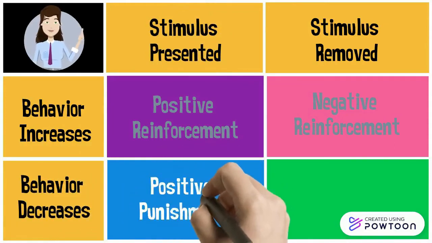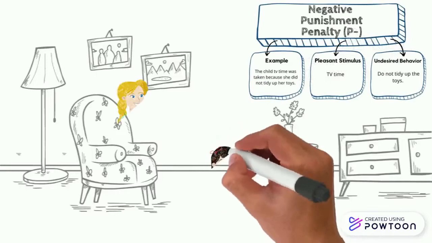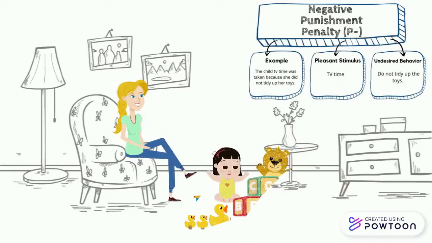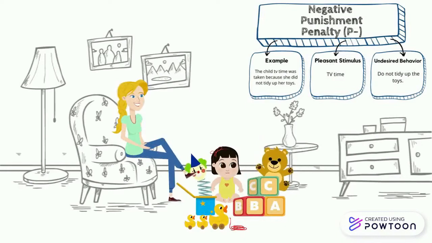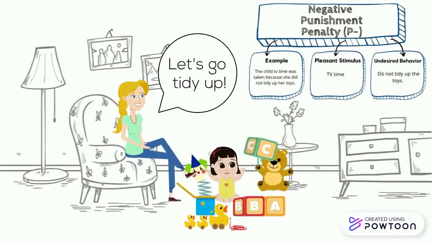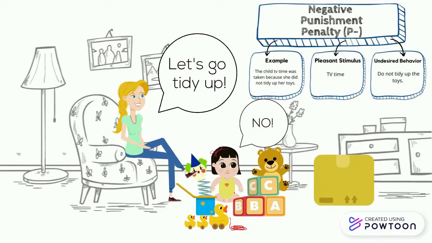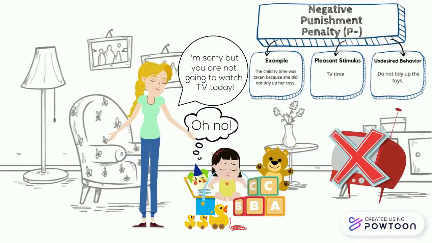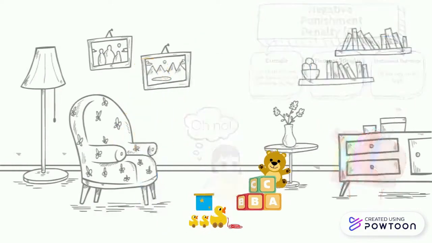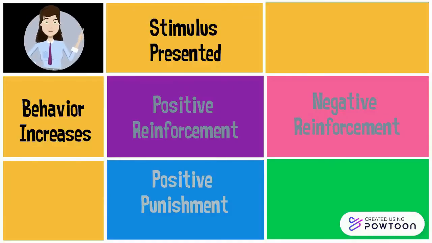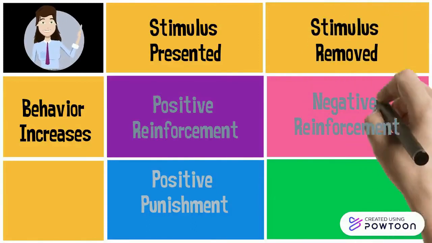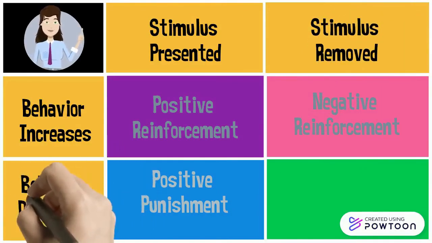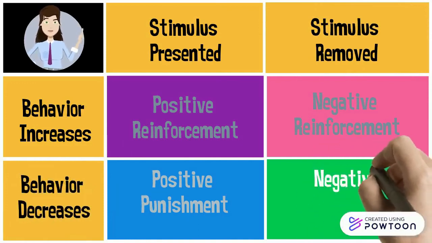In this instance, a stimulus was being presented, the additional chore, in order for the misbehavior to decrease, so we'll call this positive punishment. In our last example, the child is playing with toys on the floor and again, her mom asks to tidy up. The child says no. As a consequence of the child's misbehavior, the mother takes her TV time. The child's misbehavior decreased and now she can focus on her work again. So due to a stimulus being removed, TV time, the misbehavior decreased, which would be negative punishment.